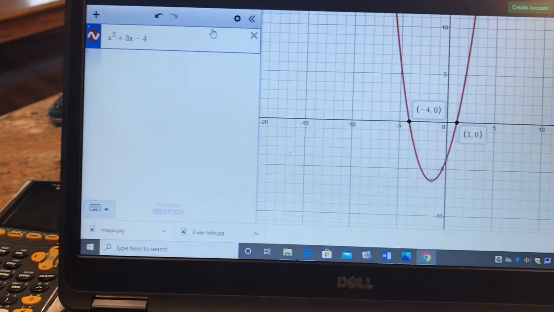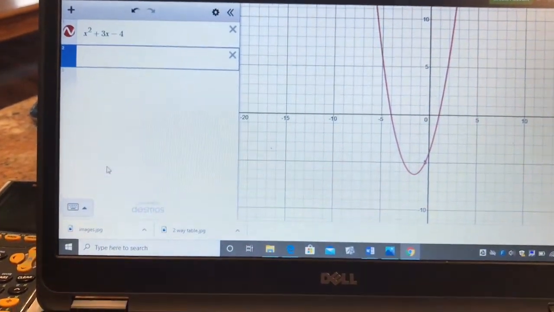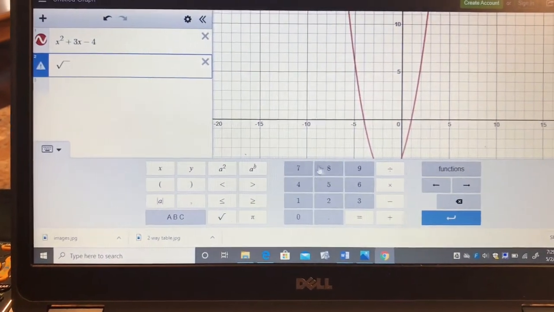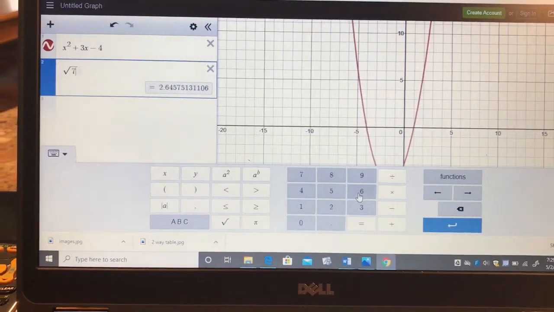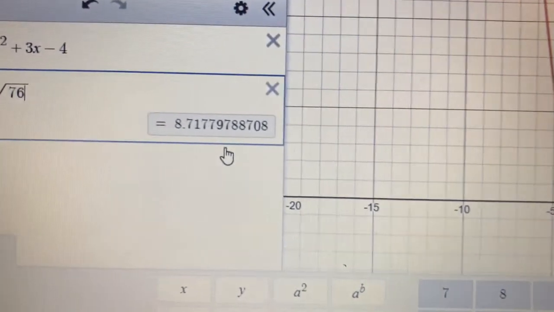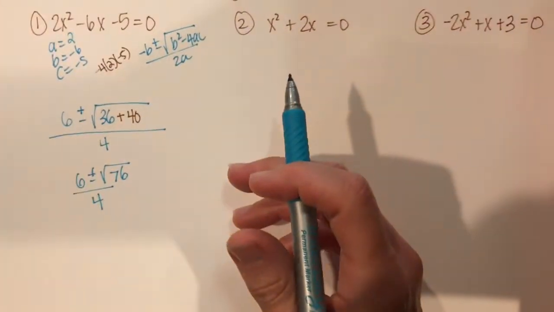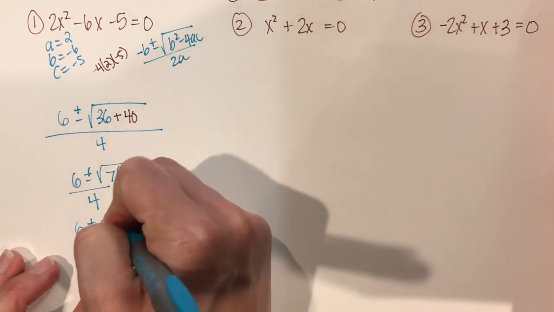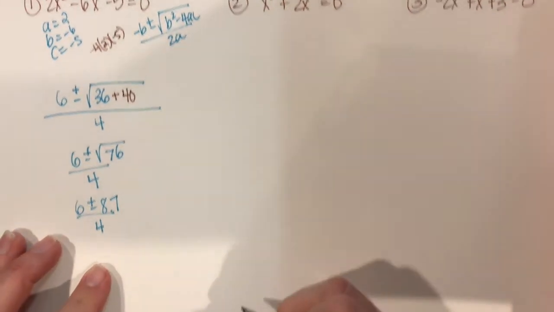Okay, we don't know the square root of 76, and if you don't have a calculator, that's fine. Desmos is a regular calculator too. If you go down here and you hit the square root button, 76, you can see we're just going to round to one decimal. Let's just say 8.7. So the square root of 76 is 8.7. 6 plus or minus 8.7 divided by 4.